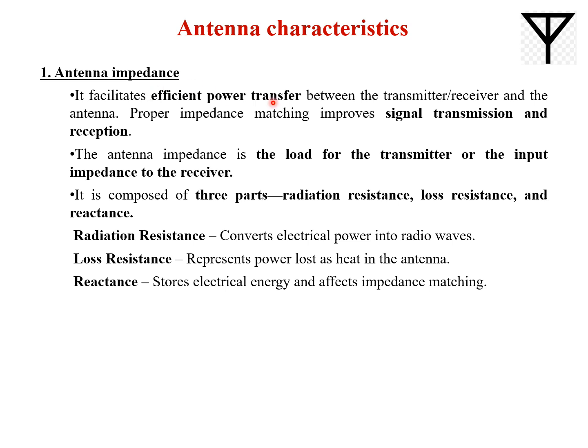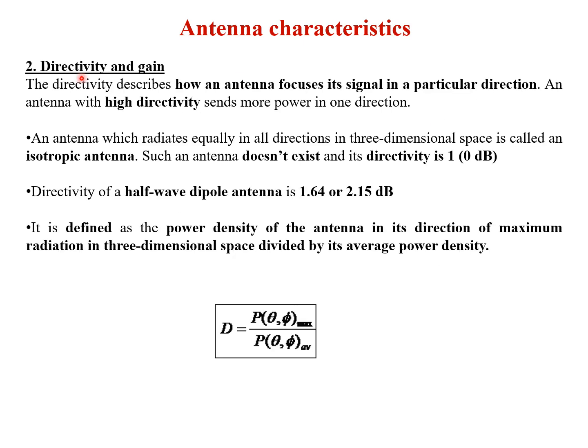Proper impedance matching improves signal transmission and reception. Antenna impedance is either a load for the transmitter or the input impedance to the receiver. It is composed of three parts: radiation resistance, loss resistance, and reactance. Radiation resistance is the conversion of electrical power into electromagnetic waves. Loss resistance represents the power lost as heat in the antenna, and the reactance stores electrical energy and affects impedance matching.